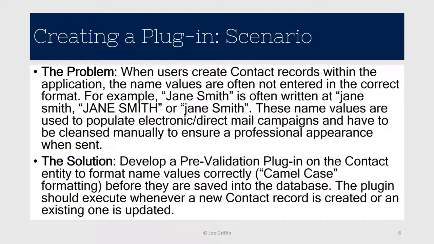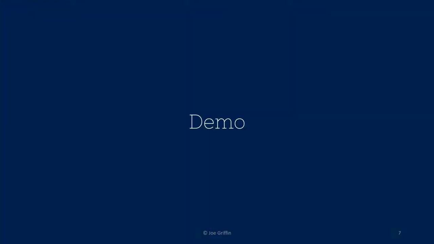The solution that we're going to develop is a plugin. It's what's called a pre-validation plugin focused on the contact entity. What that will do is format the names correctly before saving them down into the database. We also want to ensure that the plugin executes whenever a new contact record is created or an existing one is updated. As we get into it, we'll talk more about some of these terms, pre-validation, entities, etc., and hopefully you'll get a good understanding of what they mean.